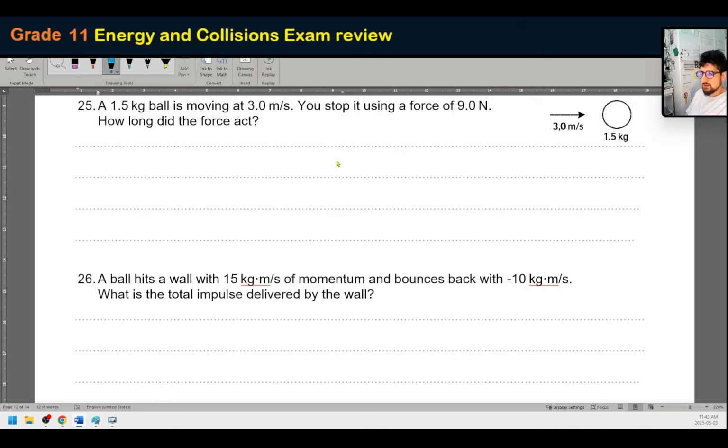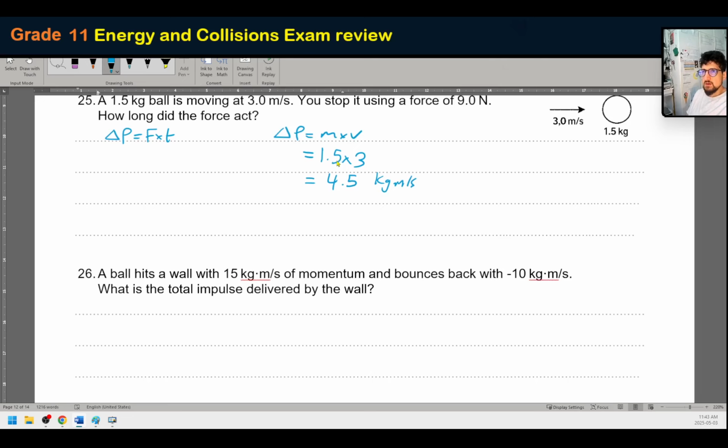Okay, so once again, we know that impulse has two formulas. It's force times time, as well as change in momentum is equal to mass times velocity. So it's 1.5 times 3. I'm going to start over here because those are the components that I do have. So 1.5 times 3, and that gives me 4.5 kg dot meters per second. Now I take that over here. 4.5 is equivalent to the force, which is 9, multiplied by t. And therefore, t is equivalent to 4.5 divided by 9, which is 0.5 seconds.